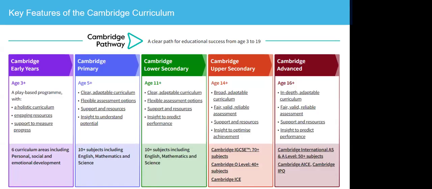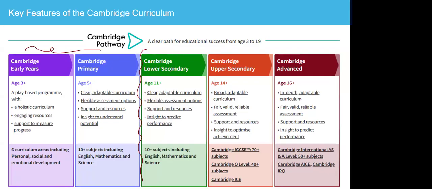Now, what are some of the key features of this Cambridge curriculum? The Cambridge curriculum has what we call stages. We are going to be calling them key stages. Now, at your school level, we are operating under what we call the secondary section. This is mainly for primary, but for us, we operate under the secondary side.